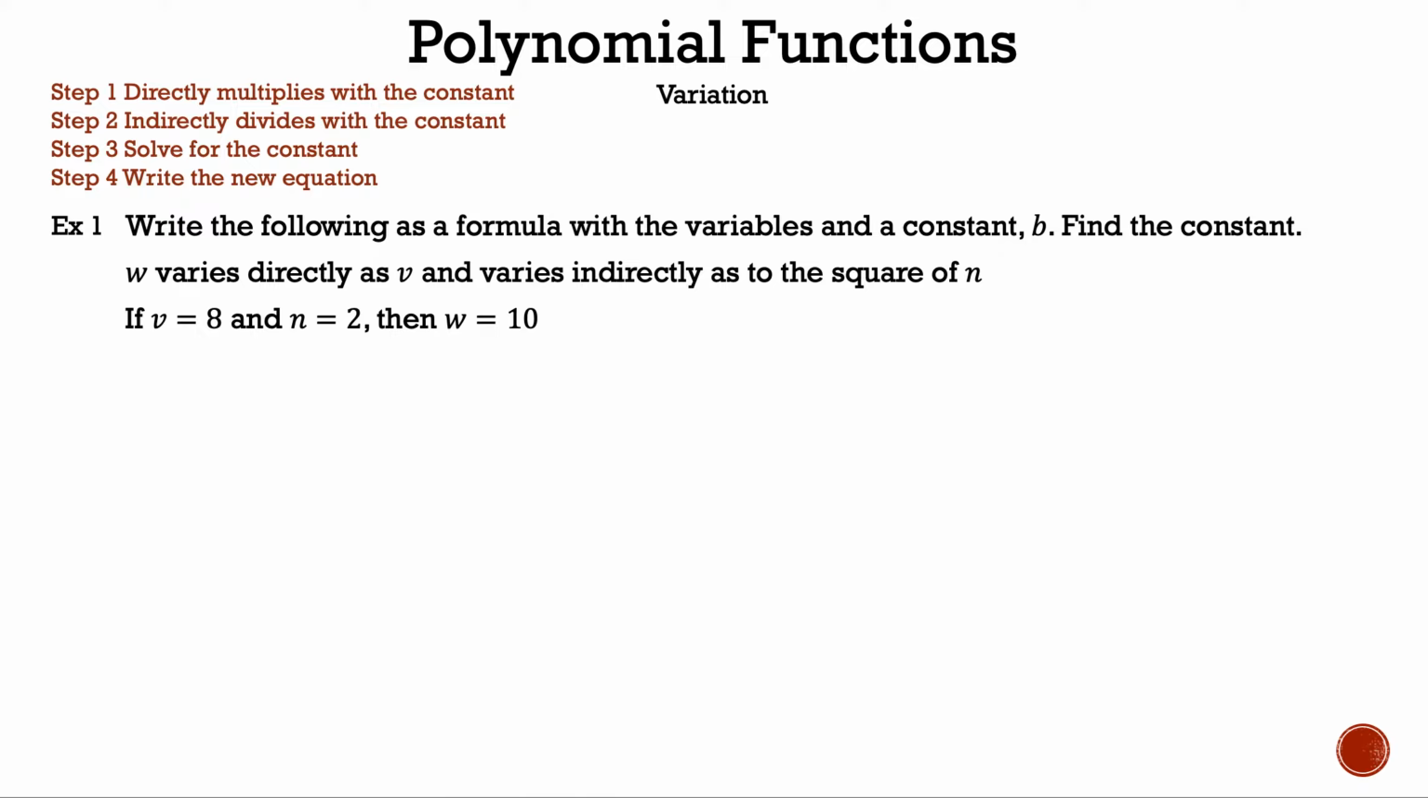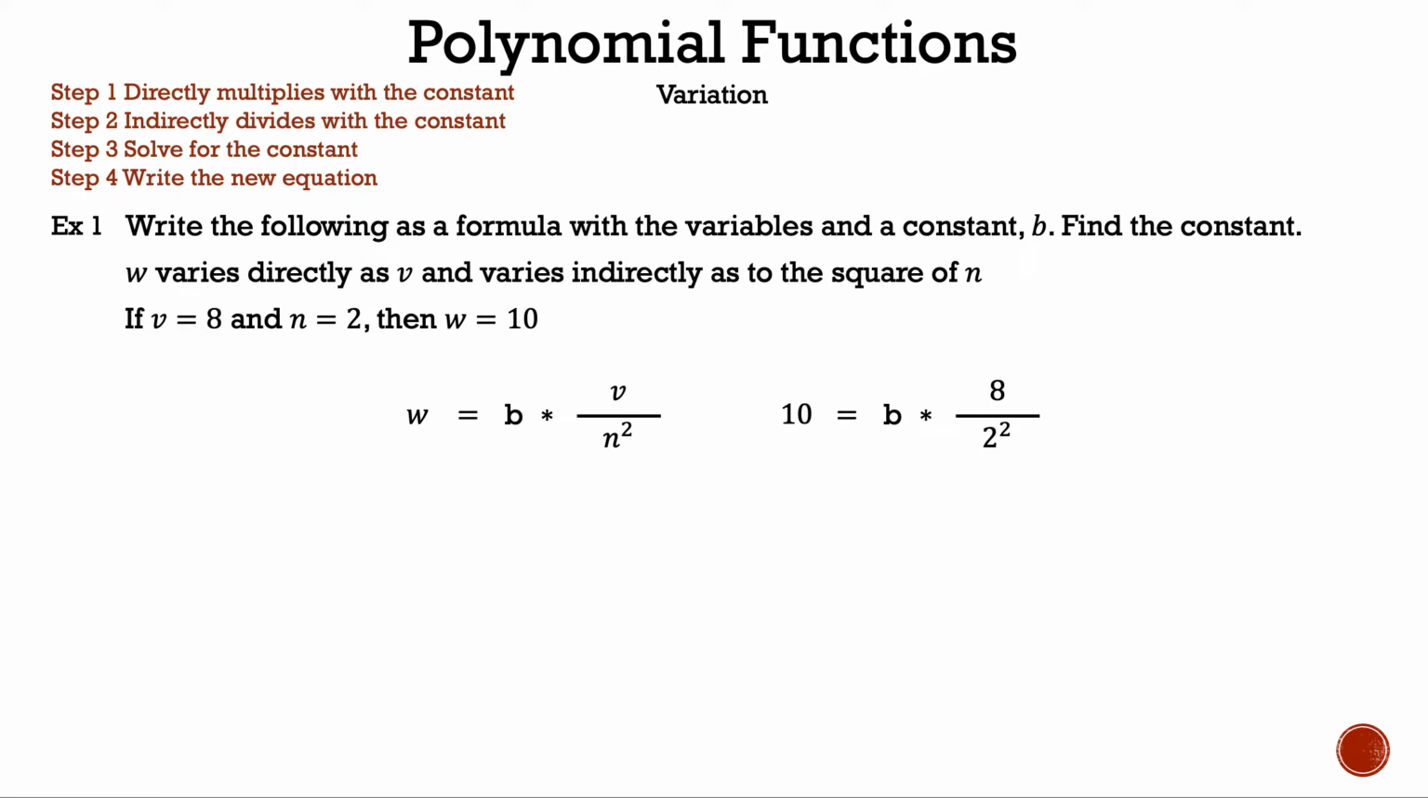Now, let's set up our equation. So we know w is equal to b times something. And why is that? Because it says varies. Varies is like an equal sign. And we always have a constant, in this case b. And we have a division bar because it says indirectly in the question. So what do we think goes in the numerator, v or the square of n? That is correct, v, because it follows the word directly, which means n squared goes in the denominator, because it follows the word indirectly.